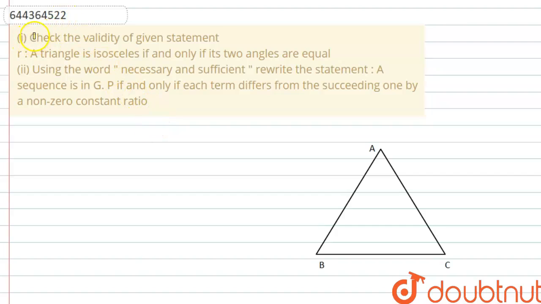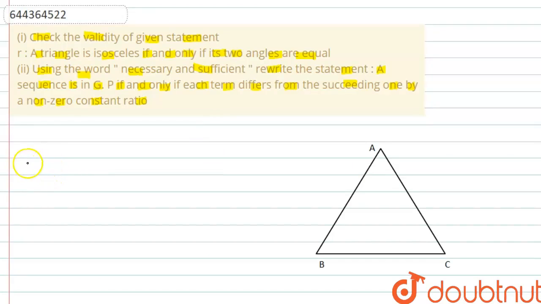Hello everyone, let's start the question. The question says that check the validity of given statement. R, a triangle is isosceles if and only if its two angles are equal. 2, using the word necessary and sufficient, rewrite the statement. A sequence is in GP if and only if each term differs from the succeeding one by a non-zero constant ratio. So here we have two questions. In the first question, we need to check the validity of the statement. In the second question, we have to rewrite the statement using the terms necessary and sufficient. So we'll start from the first question here.